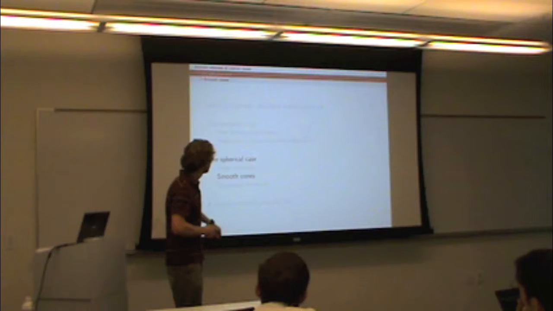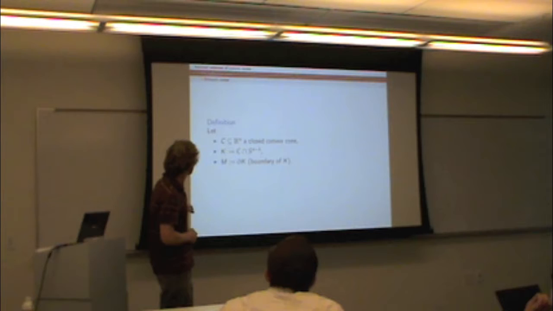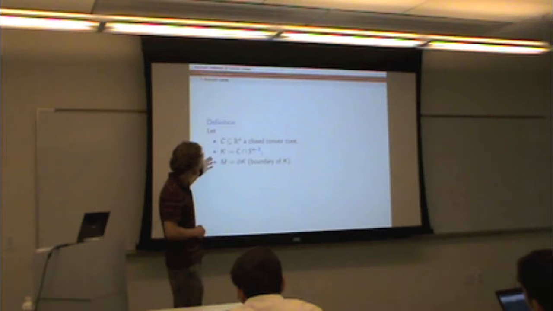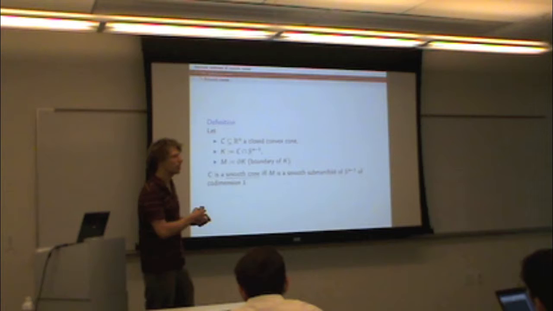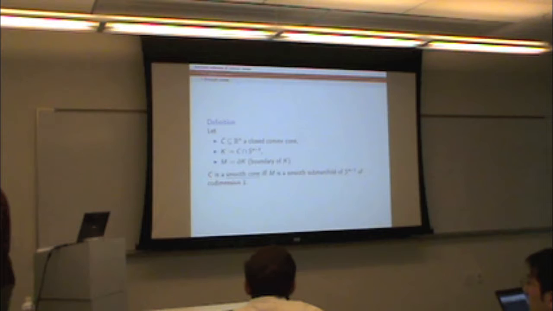What I mean by that: let's say C is a closed convex cone, K is its intersection with the unit sphere, and now we take M to be the boundary of this spherical set. And now we say that C is a smooth cone if this boundary is a smooth submanifold, a codimension-one one. So you should have this picture.